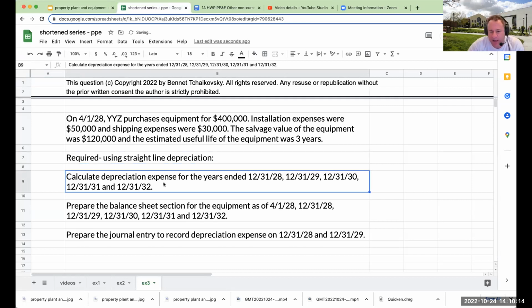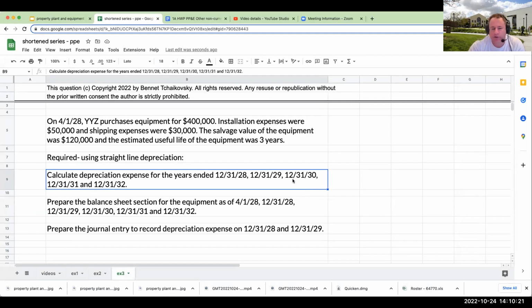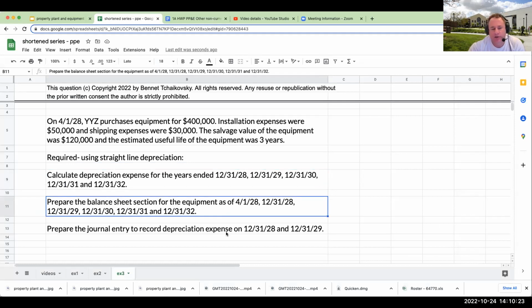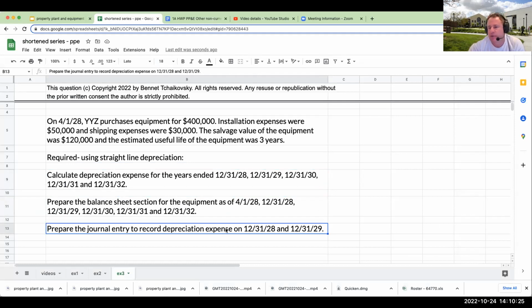Calculate depreciation expense for the years ended December 31st, 2028, 2029, 2030. Prepare the balance sheet section, and then the journal entry to record the expense. So let's go through and do this first.